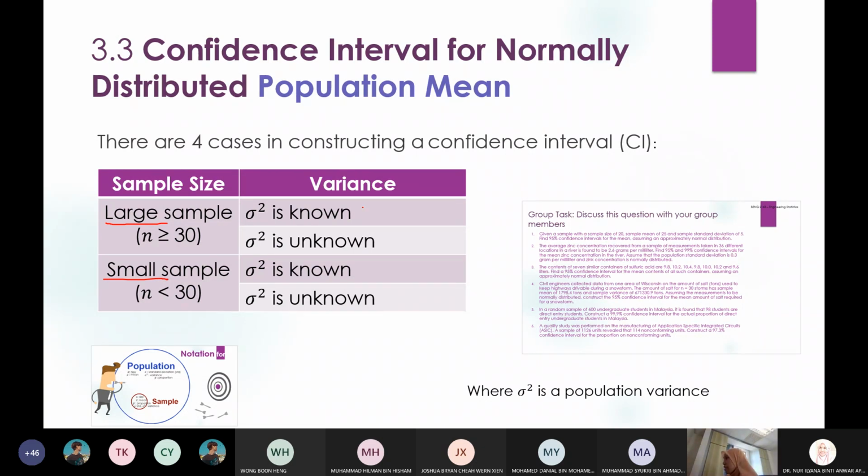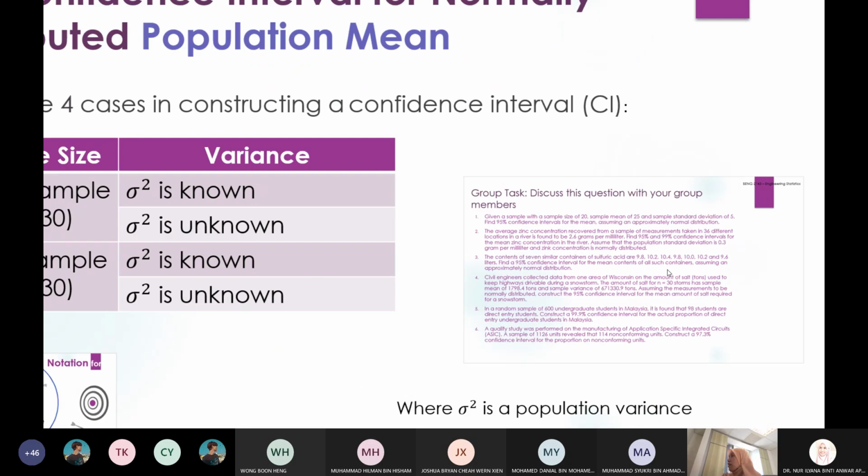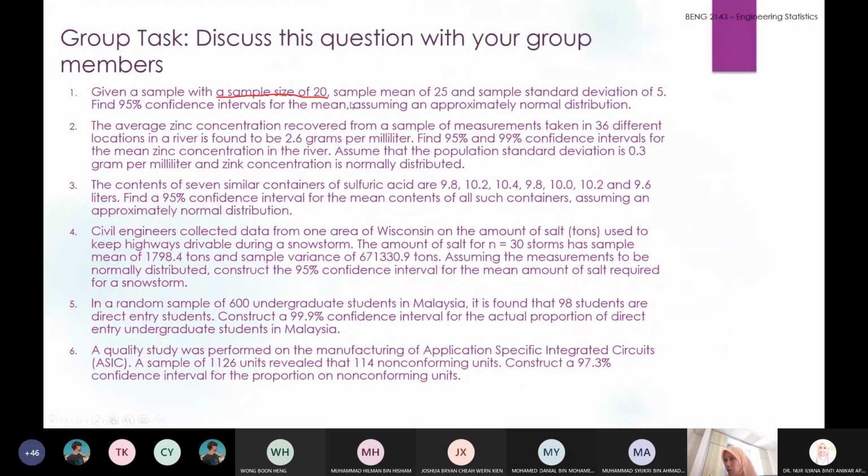And the variance, this is the population variance. We're going to see for each of these questions whether it's a known or unknown population variance. So that's why we go for this example. We won't solve yet. We just want to address which case applies for question number 1.